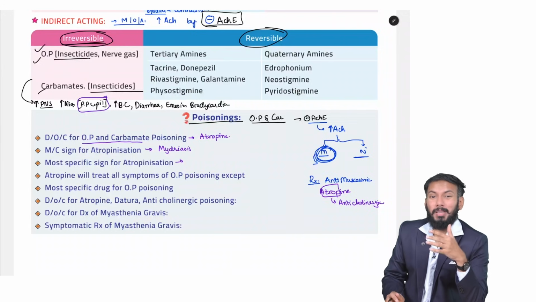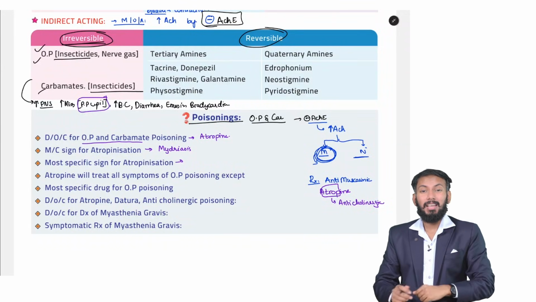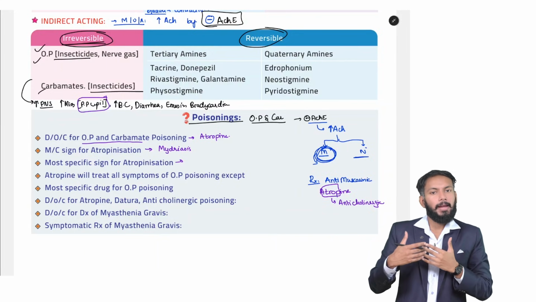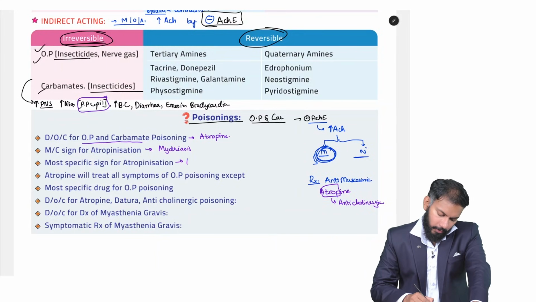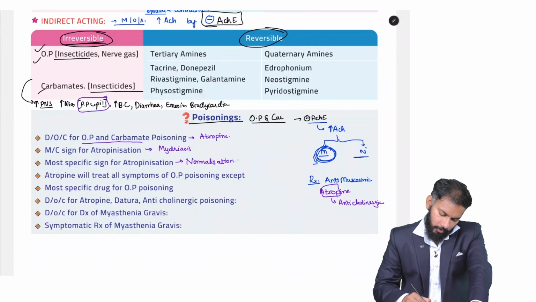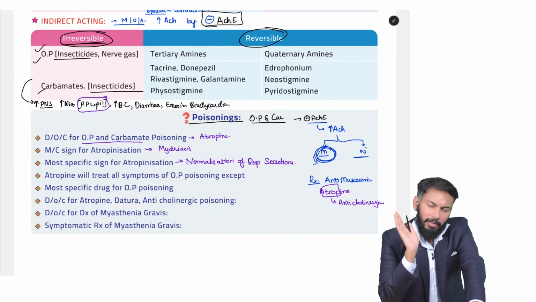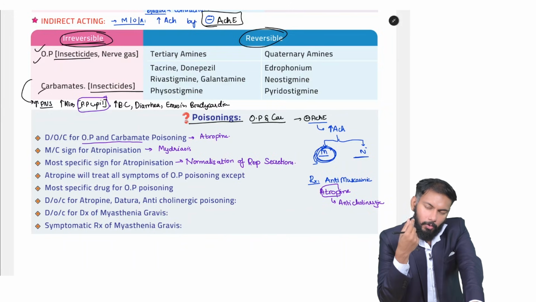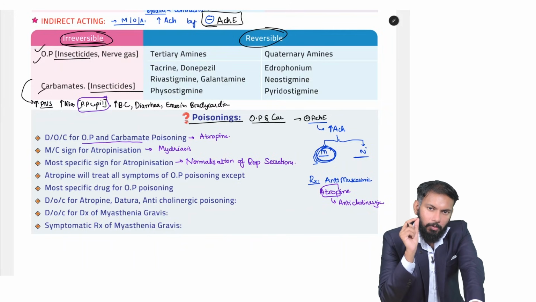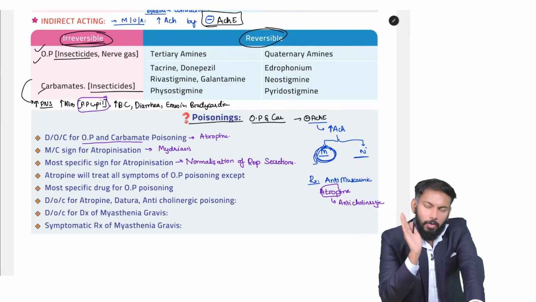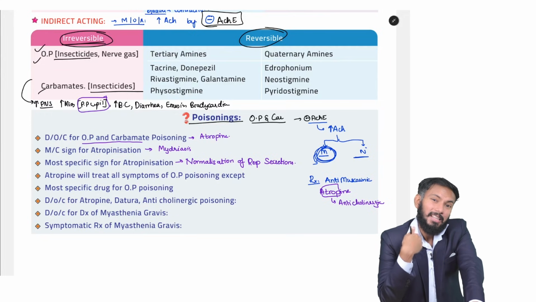But what is the most specific sign? Specific sign means this is the confirmatory sign that there has been atropinization. What is it? It is normalization of respiratory secretions. Now, it is difficult for some people to understand if the respiratory secretions are normalized or not. So that is why, even though it is the most specific sign, we still look for the mydriasis because it is easier to see. That is why most common is mydriasis, most specific is still normalization of respiratory or bronchial secretions.